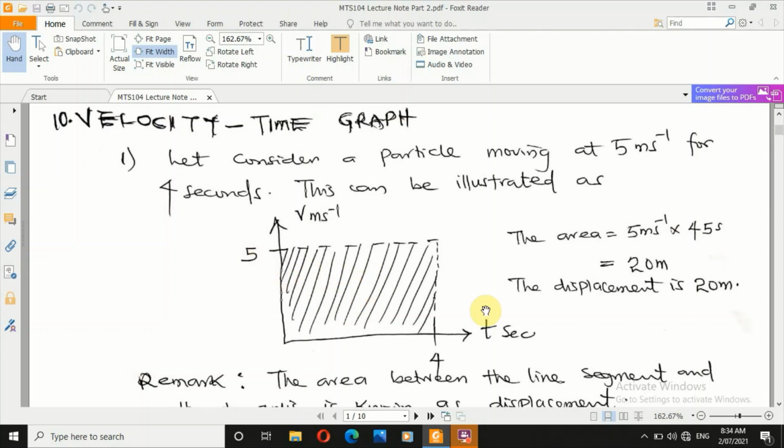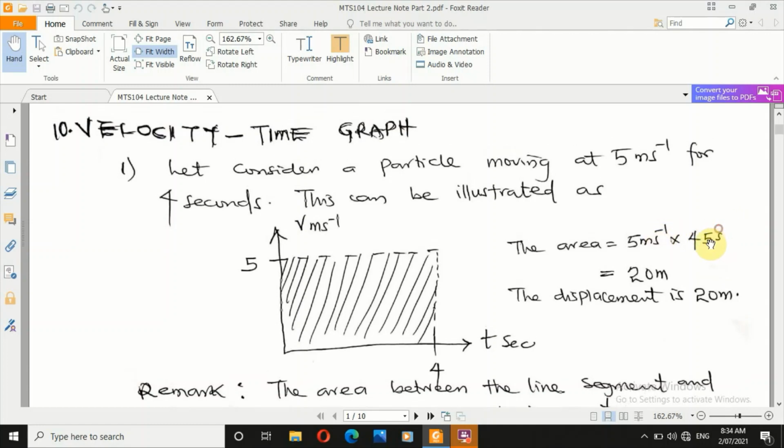The area is 5 times 4. That is 5 meters per second times 4 seconds. Excuse me, it's 4 seconds. So 5 times 4 is 20. Now look at it. We have seconds raised to power plus 1 here and seconds raised to power minus 1 here. By the time you join them together, this seconds will cancel that seconds. So you have 5 times 4, which gives you 20 meters. So the displacement is 20 meters.